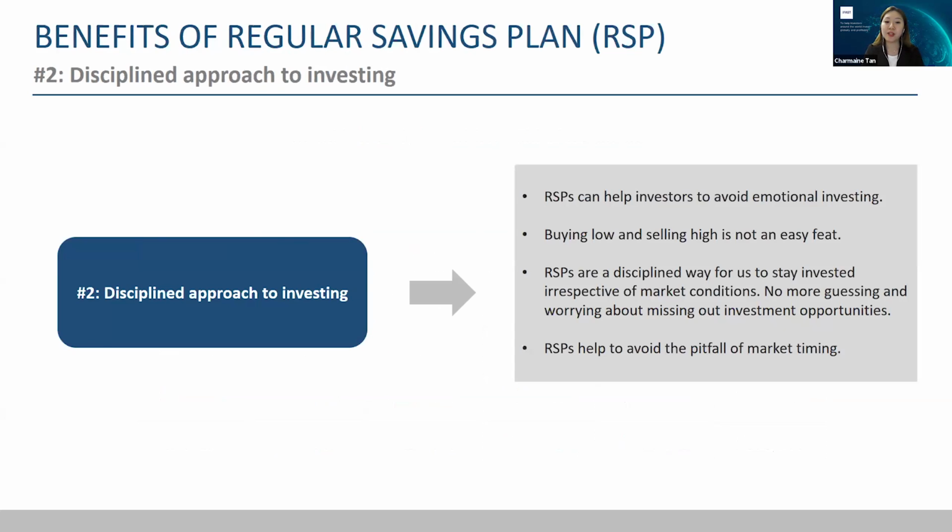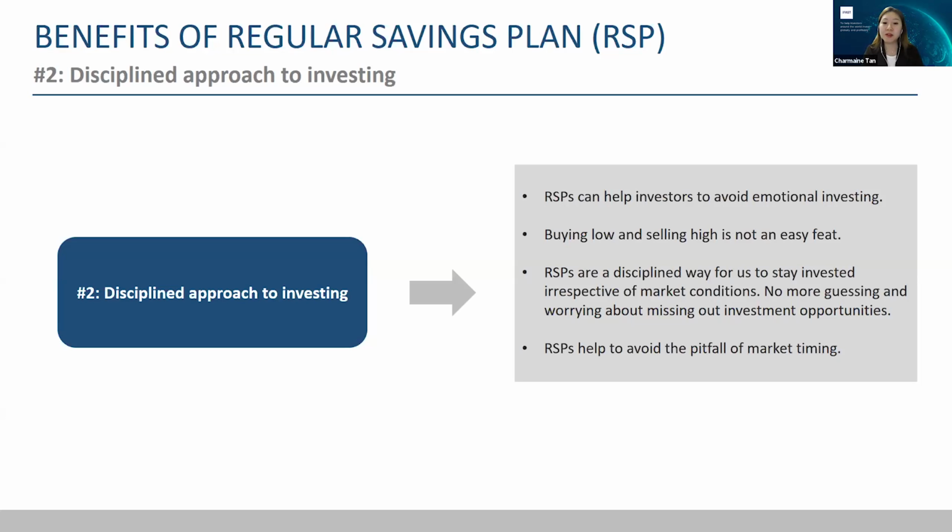So moving on to the second benefit: RSP actually promotes a disciplined approach to investing, because RSP enables you to put in a fixed amount of money on a monthly basis, regardless of the price. It helps investors to avoid emotional investing, especially during a market downturn. In the investment world, we often hear the saying, buy low and sell high. But in reality, buying low and selling high is not an easy task at all, especially if investors let their emotions control their investment decisions.